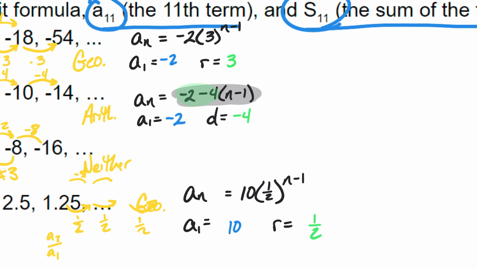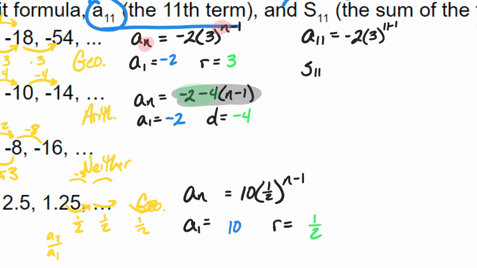They want the 11th term in the sequence. And again, the way they tell us that is just simply saying a sub 11. And they want the series, which is s sub 11. So when I go to my calculator, what I'm going to put in is exactly what it reads. We're going to go to this formula, and in place of my n, I'm going to plug in an 11. So it's going to be -2 times 3 to the 11 minus 1 power.